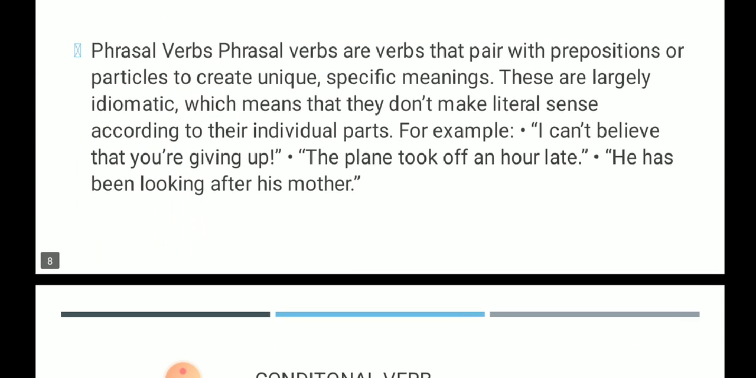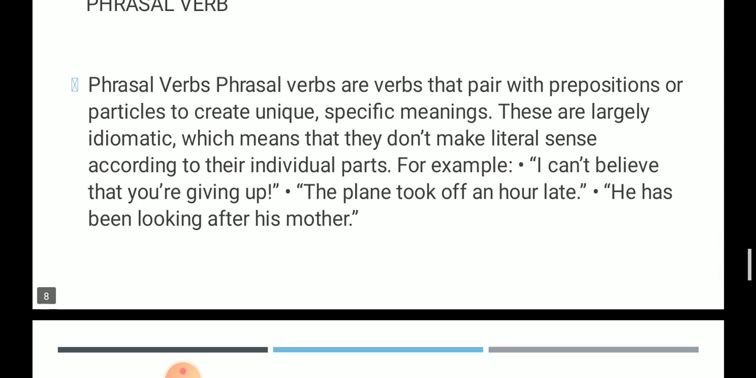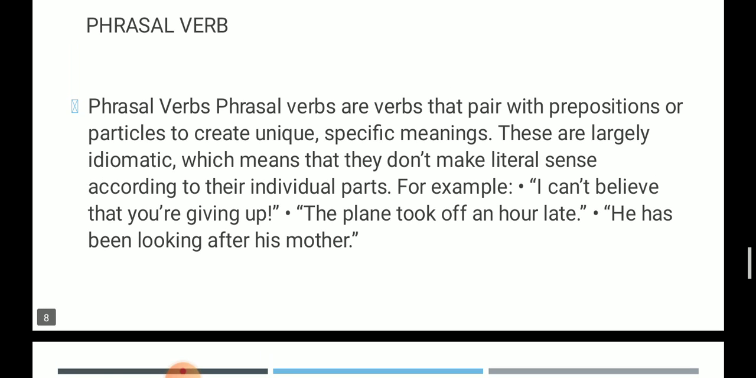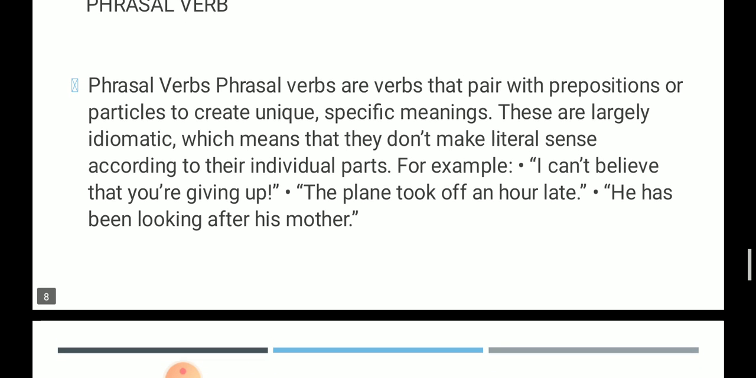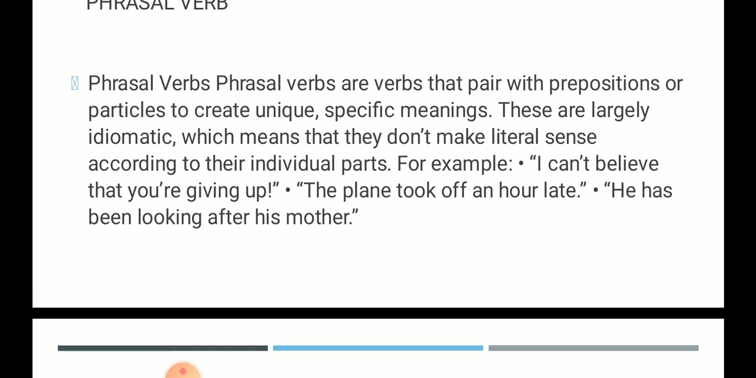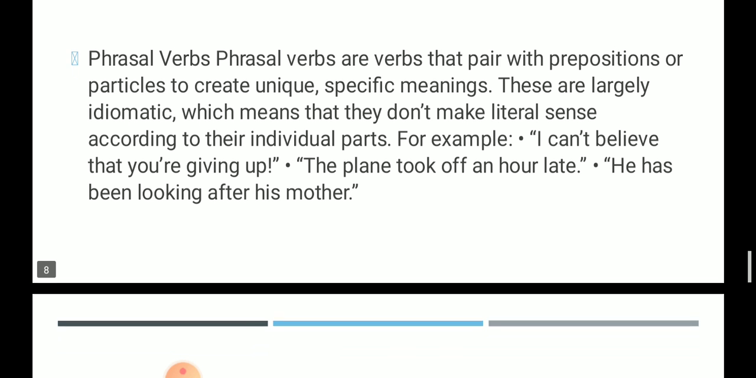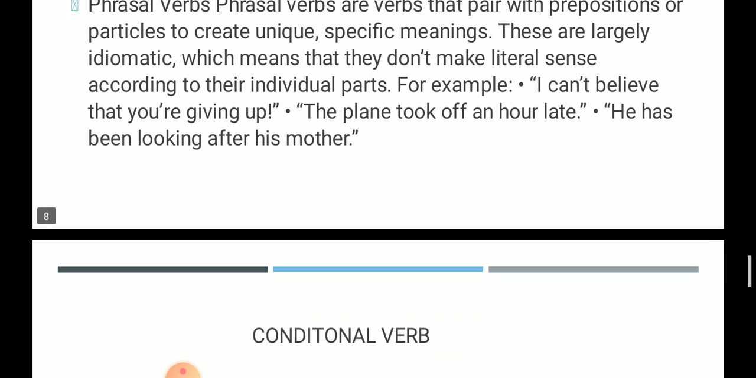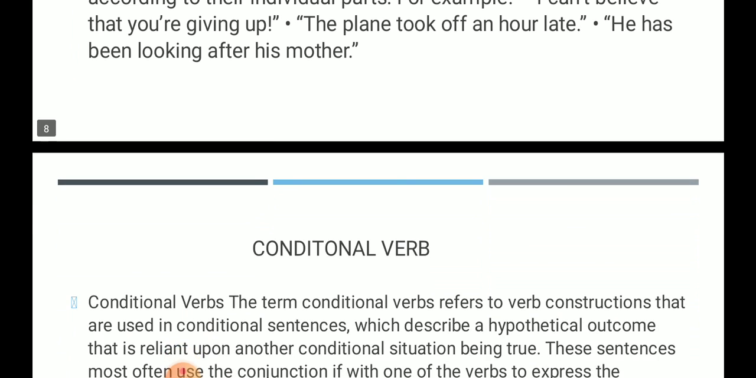Then phrasal verbs. Phrasal verbs are verbs that pair with prepositions or particles to create a unique, specific meaning. They are largely idiomatic, which means that they don't make literal sense according to the individual parts. When you just look at them, you cannot predict the meaning from the pairs that have been used together. I can't believe that you are giving up. The plane took off an hour late. He has been looking after his mother.